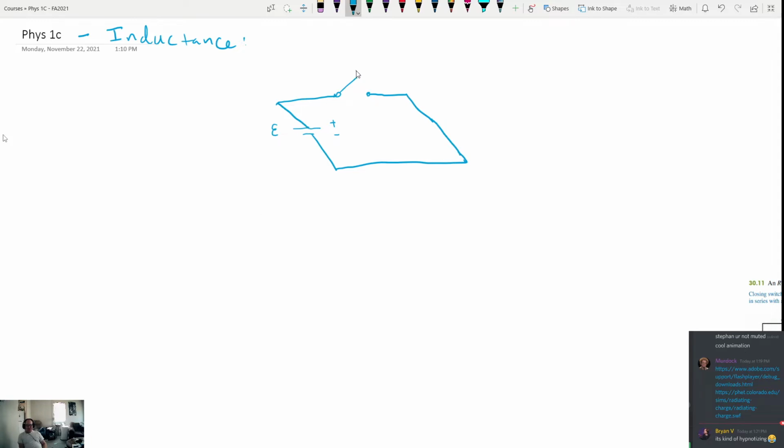Now, if we close the switch at time equal to 0, then what's going to happen in the circuit is that the current in the circuit is going to grow from 0 up to some value. You know what? I'm going to put a resistor in here just so I can talk about what happens with the current in terms of variables. So let's say there's a resistance to the circuit that we call R.